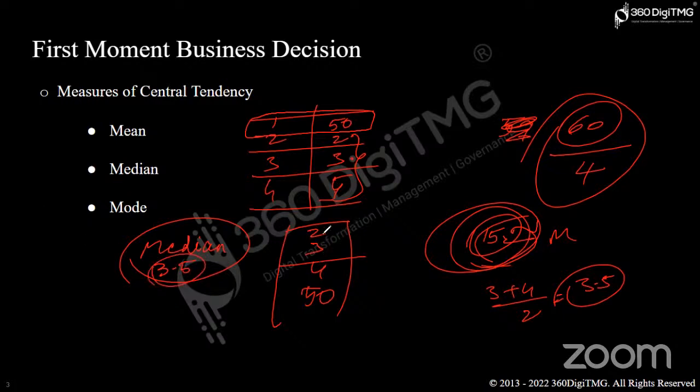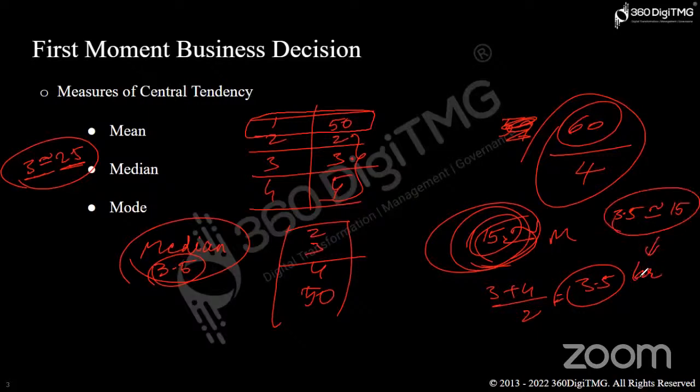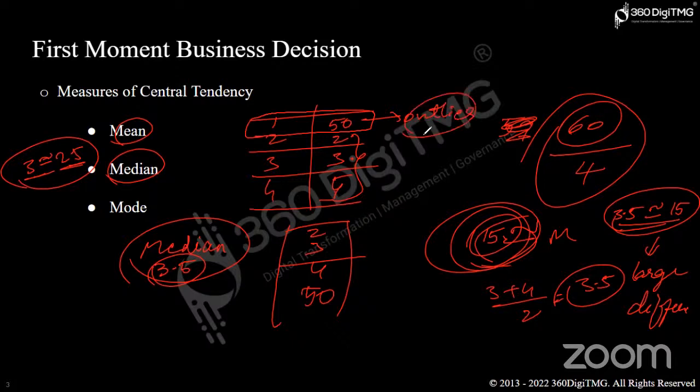Earlier, we have seen that it has been equally distributed, so we were getting 3 and 2.5. Almost equal, we can say. But still there is a variation, 3 and 2.5. Here you can see where is 3.5 and where is 15. So there is a large difference. So with the help of mean and median, we can identify that there is an outlier, that is, extreme values.